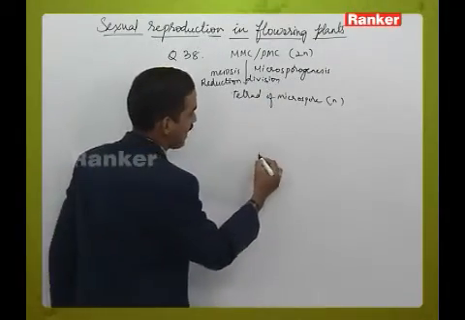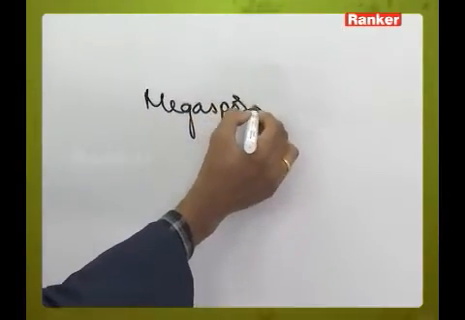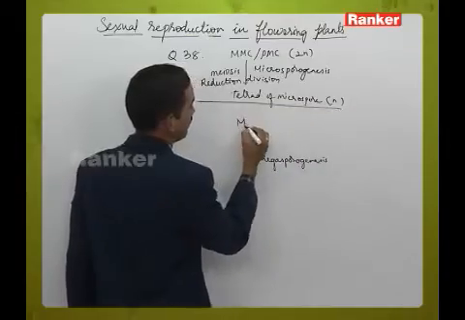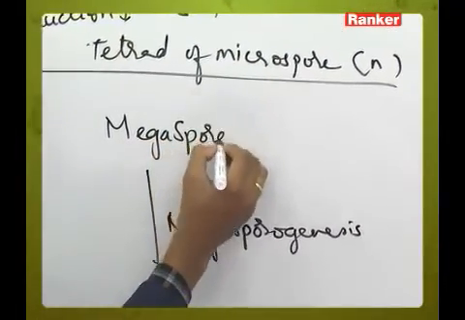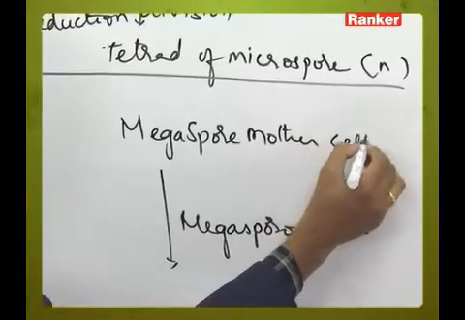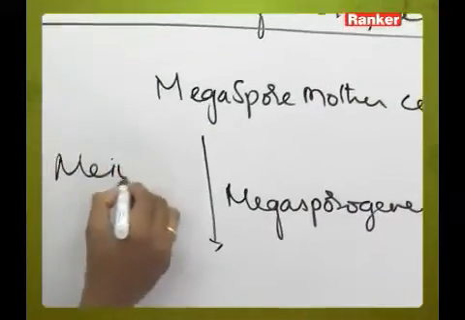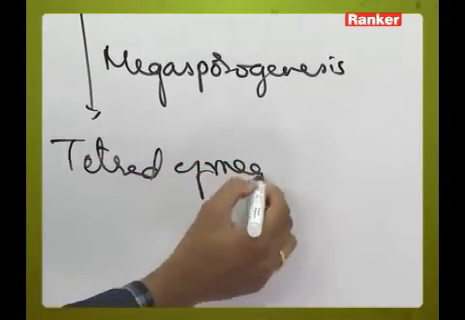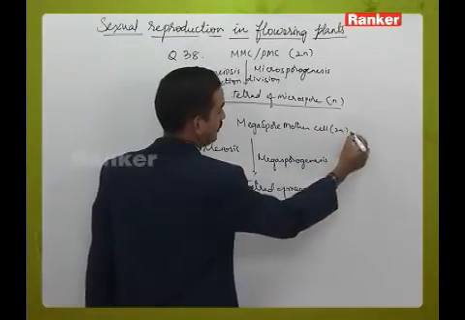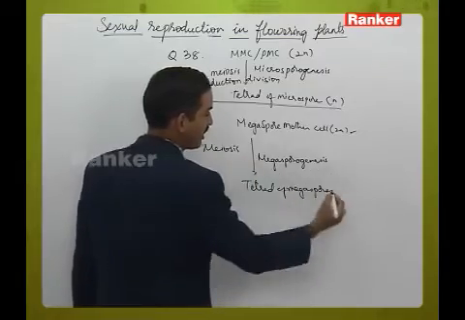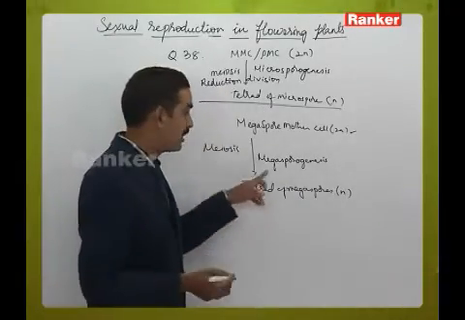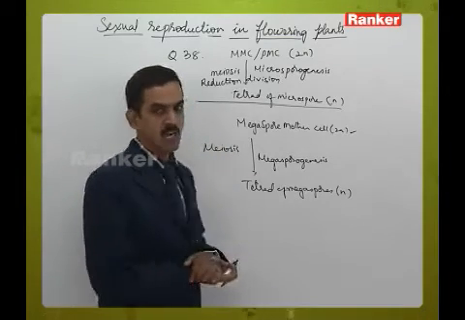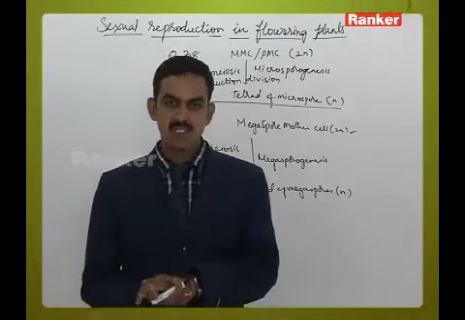And when it comes to megasporogenesis, here also the megaspore mother cell, which is diploid in condition, will undergo meiosis to form a tetrad of megaspores. So the diploid megaspore mother cell will undergo meiosis to form a haploid tetrad of megaspores, and this process is called megasporogenesis. And here also a meiotic division is taking place, or we can call it a reduction division.